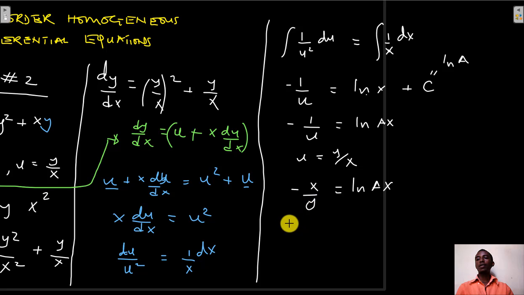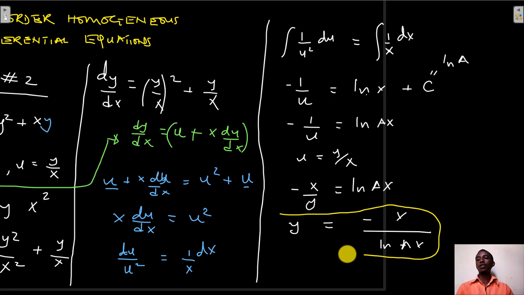Let's make y the subject of the formula. That's going to be y equals negative x divided by natural log of ax, and there we have it, our general solution to the differential equation.